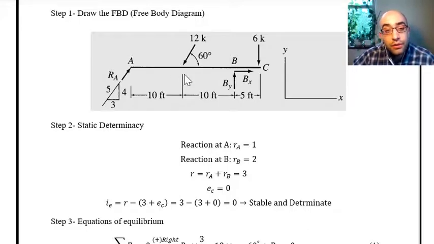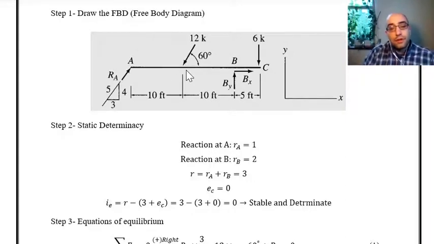But the vertical component, as you can see, has 10 feet distance to the point. So the vertical component will create a moment and the direction will be clockwise, right? 12 kip, and the direction will be clockwise.